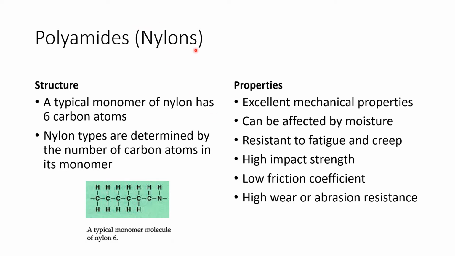Polyamides, commonly known as nylons, have a structure like this, a little more complicated. They have 1, 2, 3, 4, 5, 6 carbon atoms. That's just a monomer, and then you link all of those monomers into a very, very long molecular chain. We have many different types of polyamides or nylons, and these types are determined by the number of these couplings in the monomer. A typical one has 6 of them.